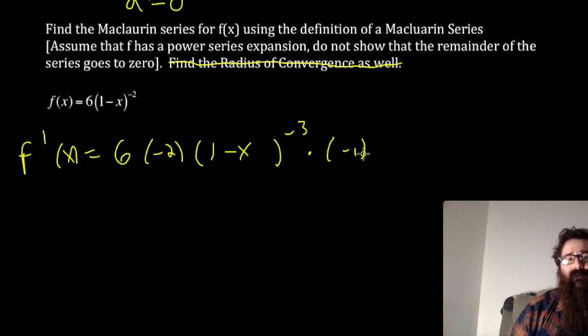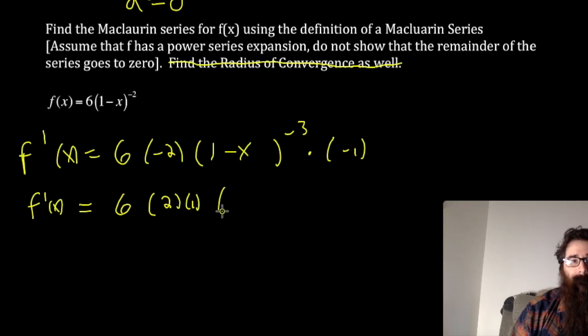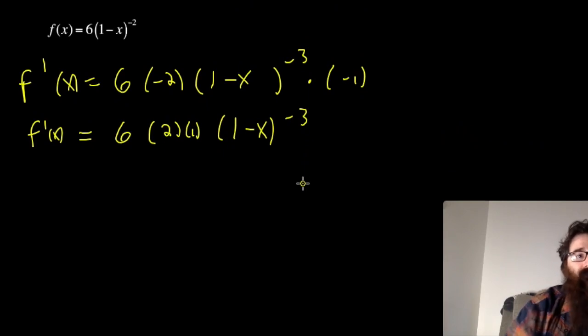Now I do want to clean this up a bit as I go along, but it's my personal advice to you to not multiply things out. I think if you clean up too much and multiply things out too much, you really run the risk of missing out on what the pattern is supposed to be. So let me write f prime of x. Here I have 6, and then negative 2 times negative 1 is going to be positive. I'm going to write it as positive 2 times 1, and then (1 minus x) to the power of minus 3. And I think that's good for the first derivative.